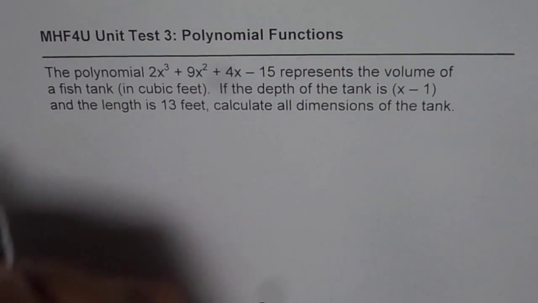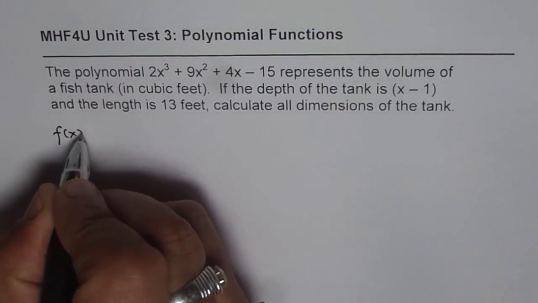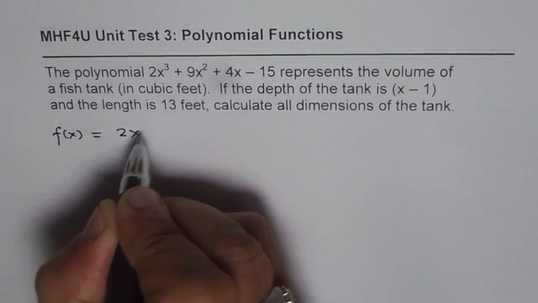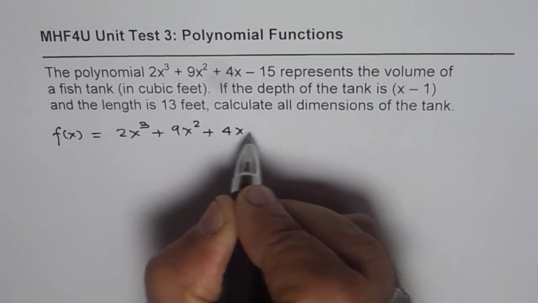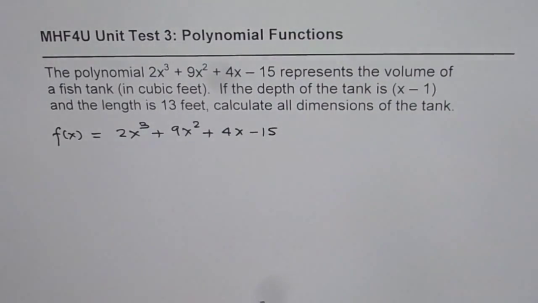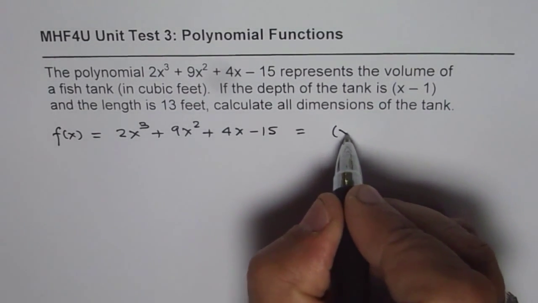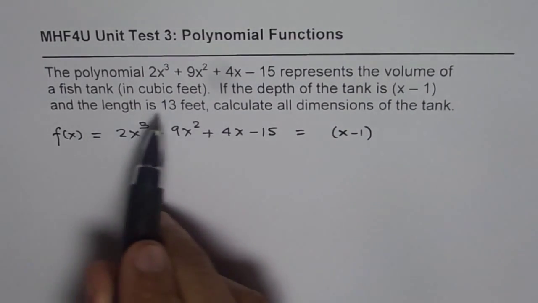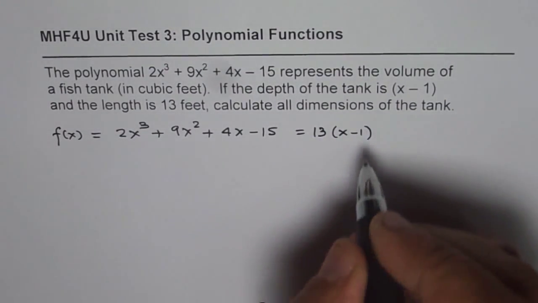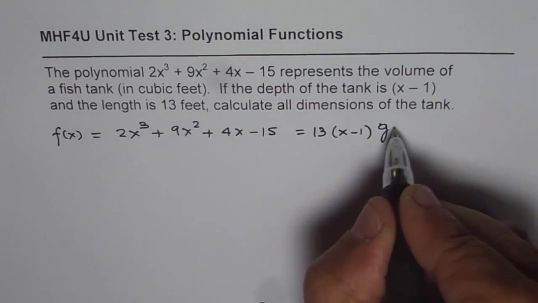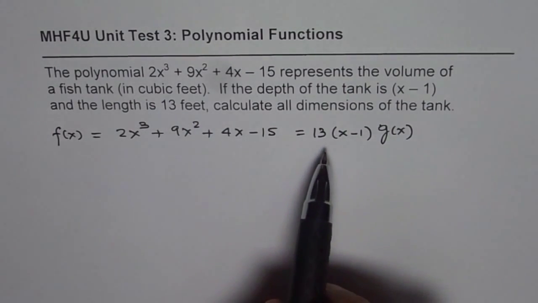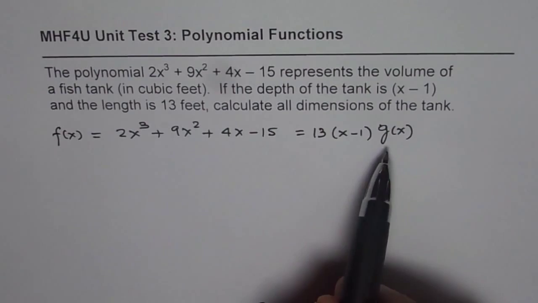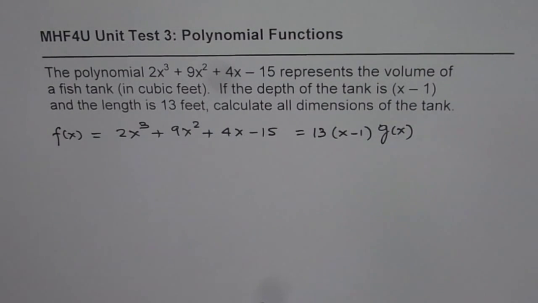So what we are given here is a polynomial function. Let's call it f of x, which is equal to 2x cubed plus 9x squared plus 4x minus 15. And we are also given that the depth of the tank is x minus 1. So it could be written as x minus 1 times 13, which is the length, and some other function, let it be g of x. Now we need to find possible dimensions. So we basically need to find length, width and height of this tank. How are you going to do it?